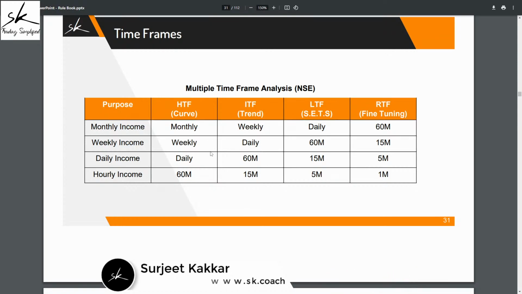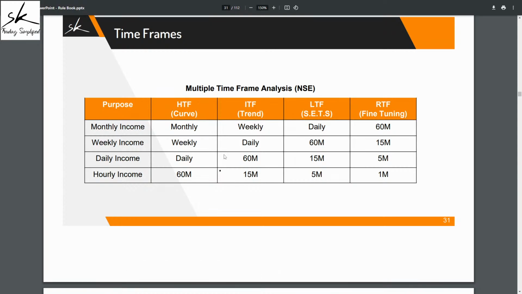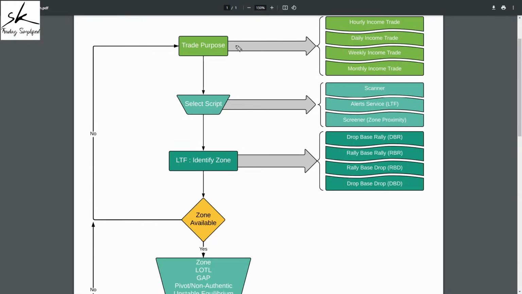So as soon as I'm done with my step number one, now I have the clarity on what time frames I'll be using, plus what is going to be the purpose of each and every time frame. So in this case, we have monthly, weekly, daily, and 60. So my challenge number one is taken care of.